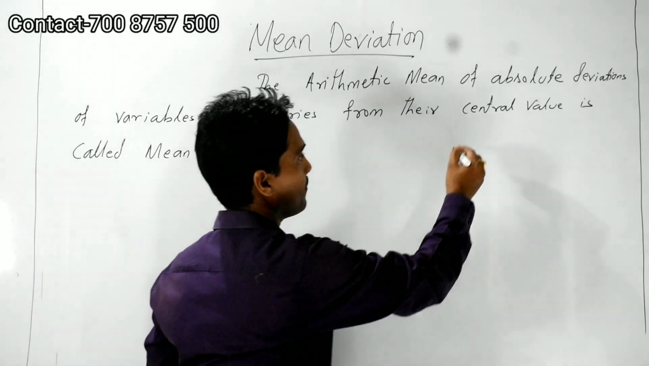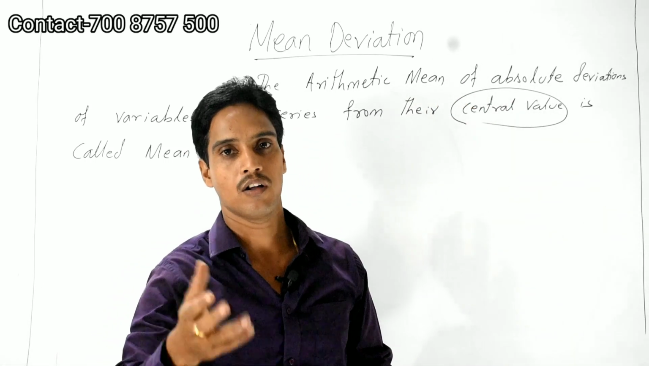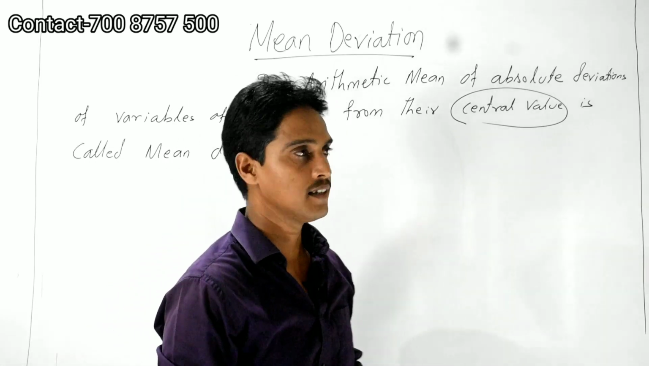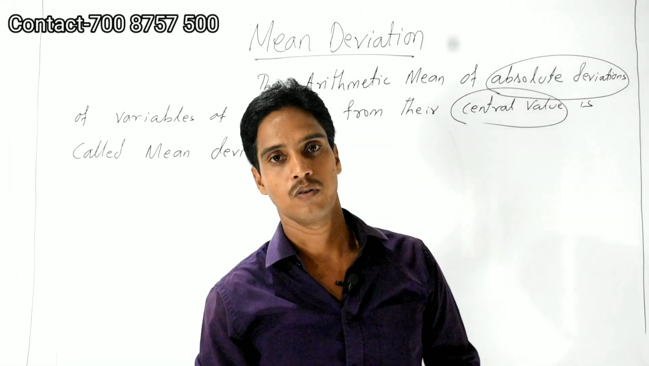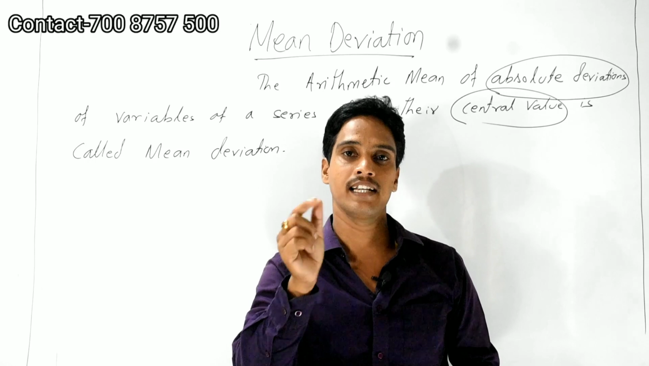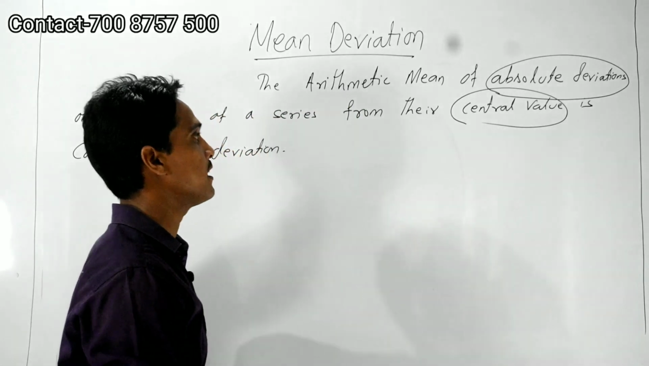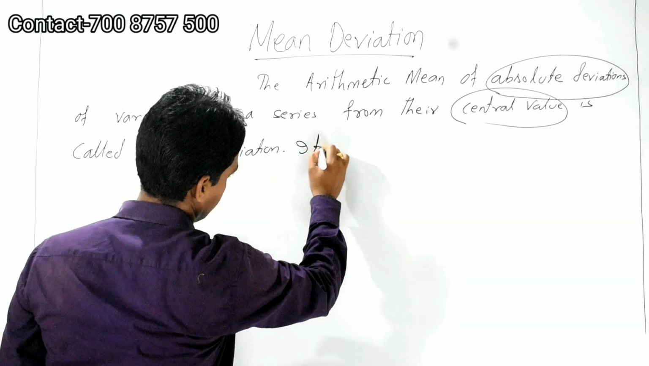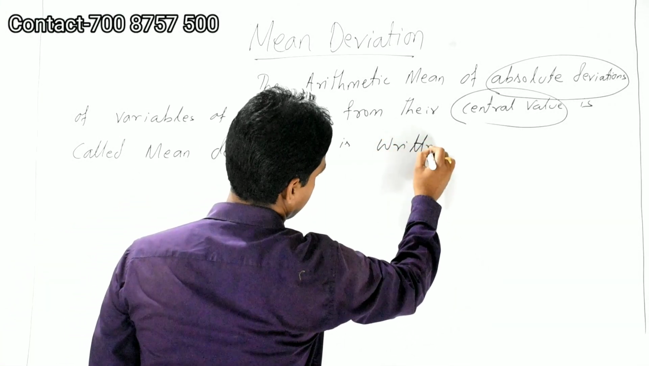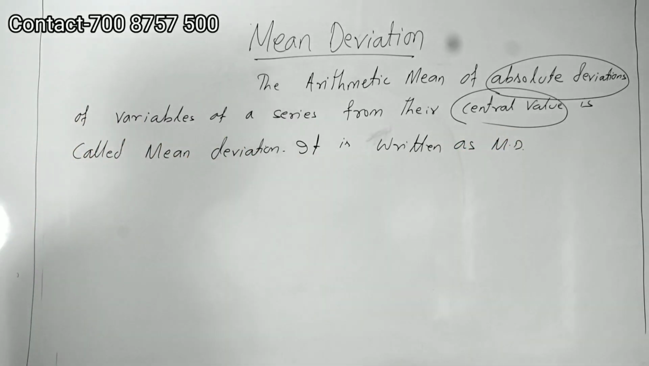Central value means the mean or median or mode of the given series, and absolute deviations means the deviation of variables where we should ignore the signs of the deviations. That means we should ignore the plus and minus signs of the variables. It is written as MD, that means mean deviations.